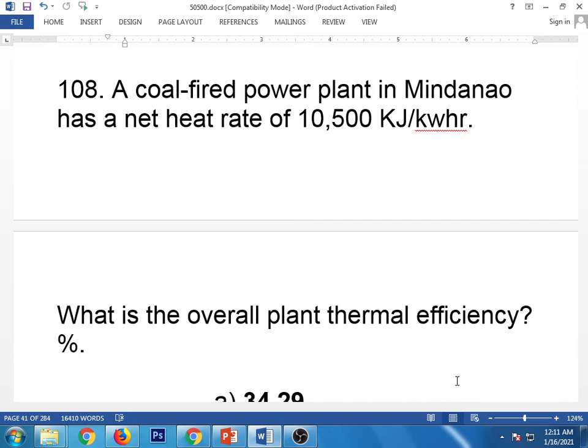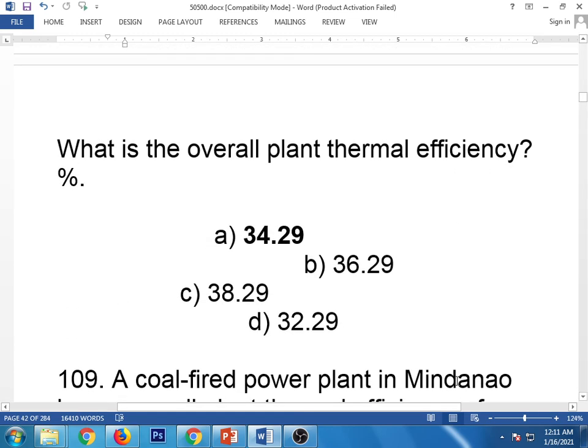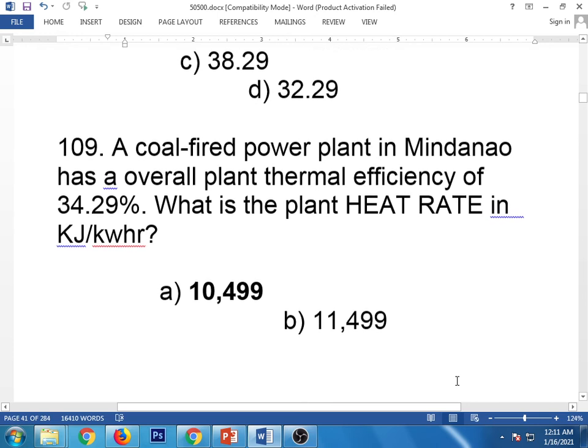A coal-fired power plant in Mindanao has a net heat rate of 10,500 kJ per kilowatt hour. What is the overall plant thermal efficiency? Answer: 34.29%.